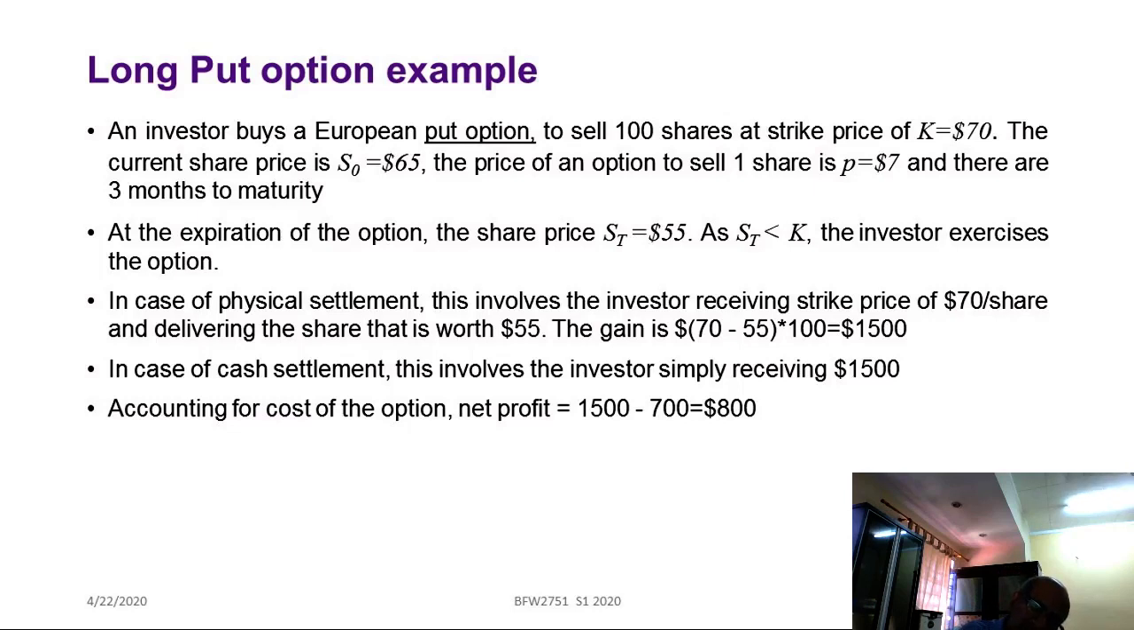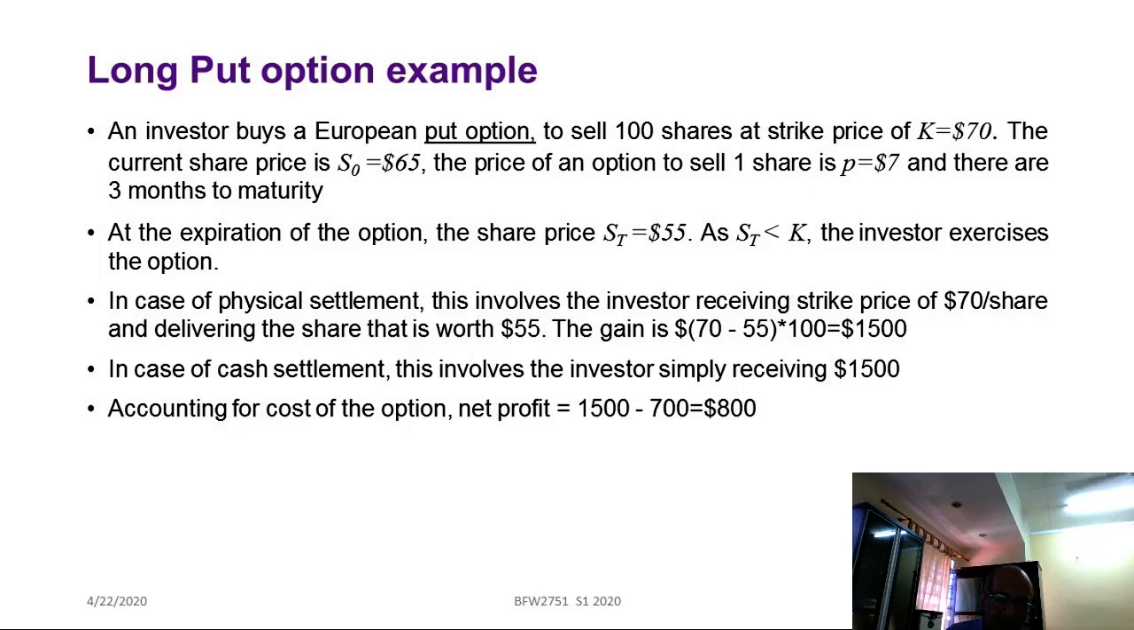Because when the final price is below your strike price, you can still sell it at your strike price and immediately buy back at the ST. So in this case, the physical settlement involves the investor receiving the strike price of $70 per share. He'll get it as money because buying 100 shares, 70 times 100 is 7,000, and delivering the same shares which are worth only $55. The gain is 70 minus 55 times 100, which is 1,500.